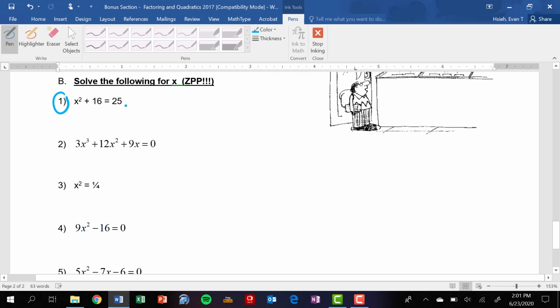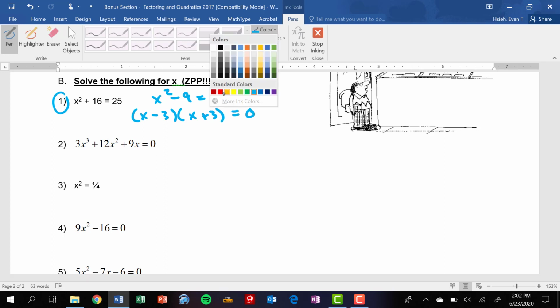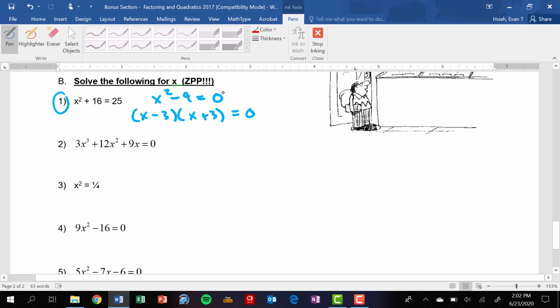I can bring everything over to one side, set it equal to 0. So that's x squared minus 9 equals 0. And then I can factor it, x minus 3, x plus 3 equals 0, using the difference of two squares. And hopefully you can see here that we have a situation where we can apply the zero product property.